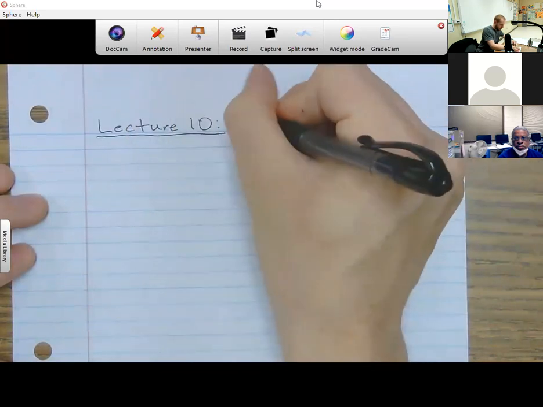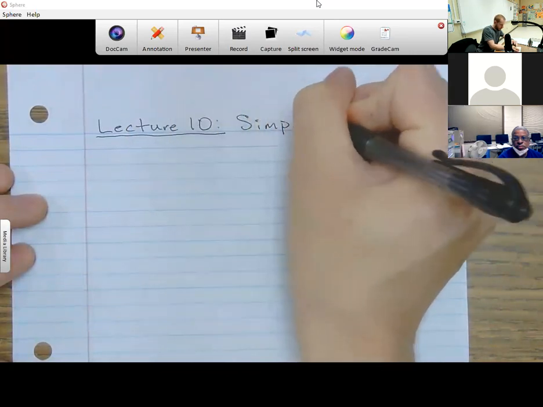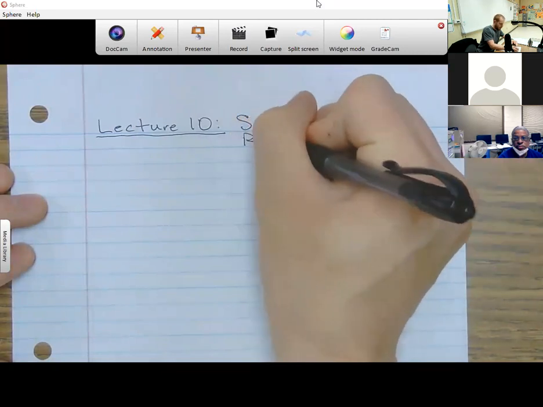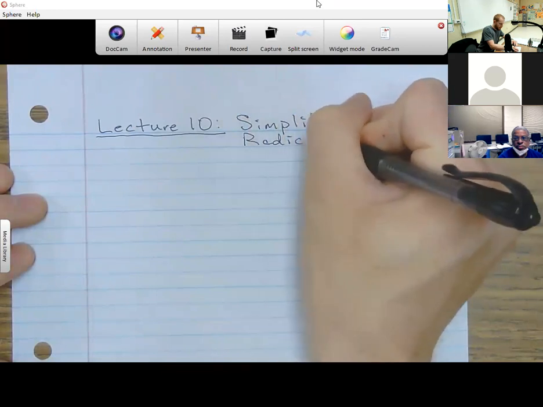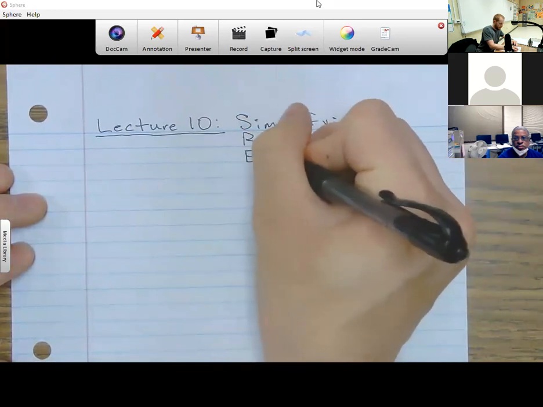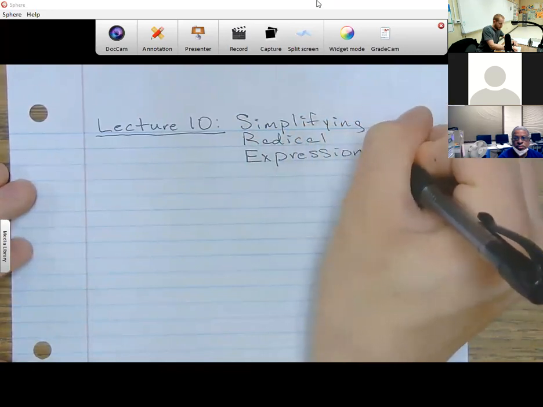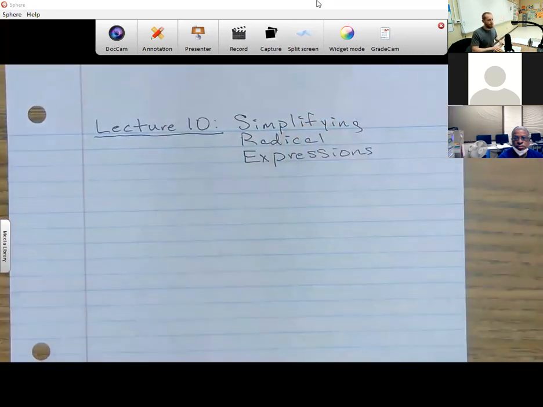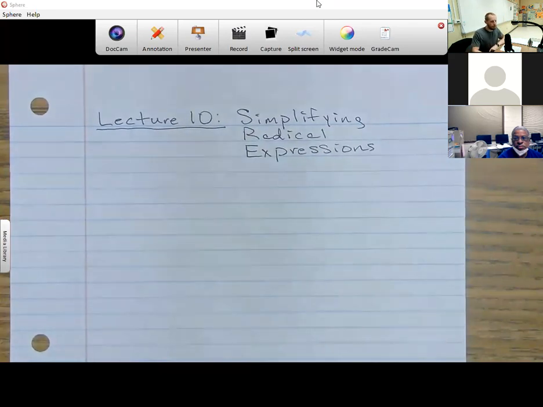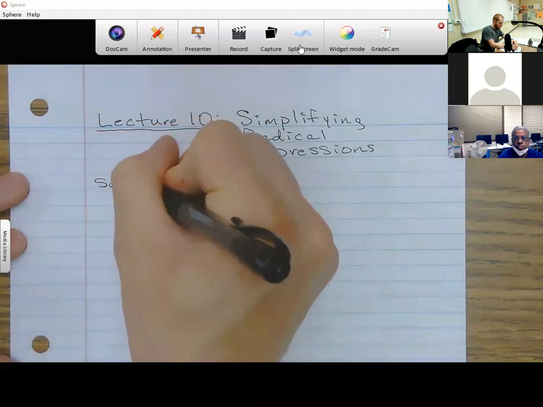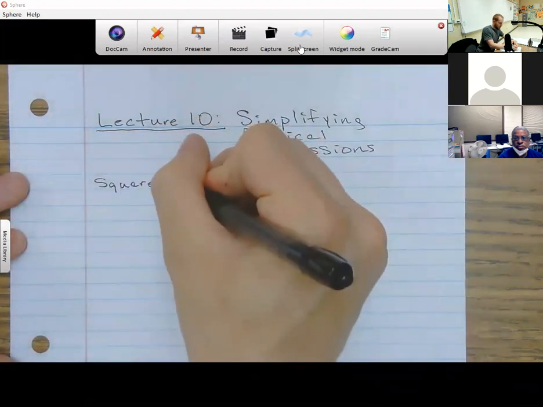Today we're going to be simplifying radical expressions. Okay, so when we're talking about radical expressions, what I basically mean is we're talking about square roots and cube roots. So let's talk about square roots first. That would be a good place to start.